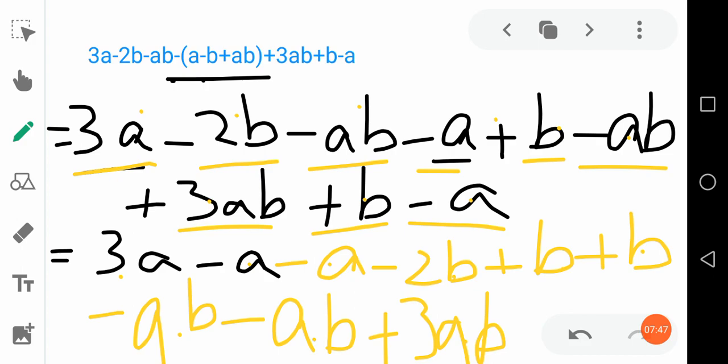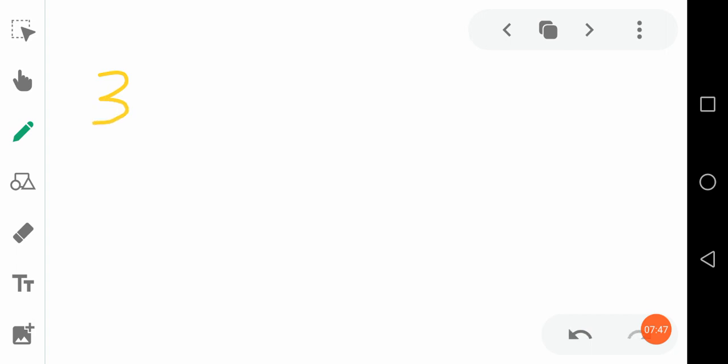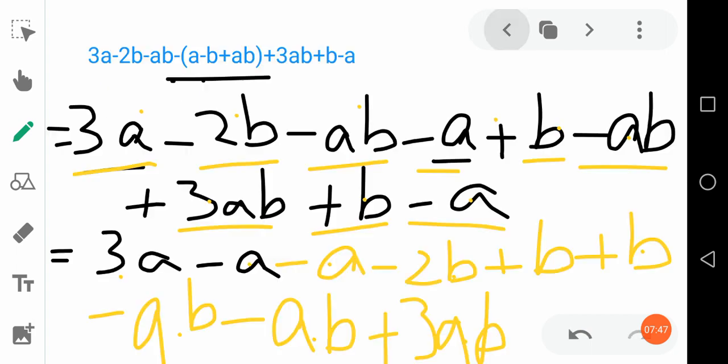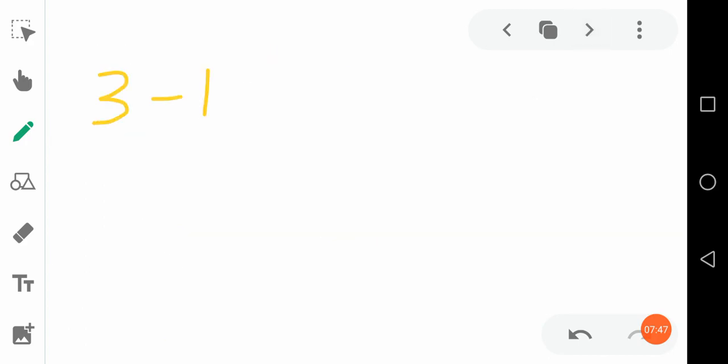Now you are going to find the answer. So what is the first one? 3a minus a minus a. How will you write it? I told you, write the number part separately. Okay. So it will be 3 minus 1, right? Minus 1 only. No number means it is minus 1. Minus 1 only. Here also it is minus 1. So minus 1. Variable is a.